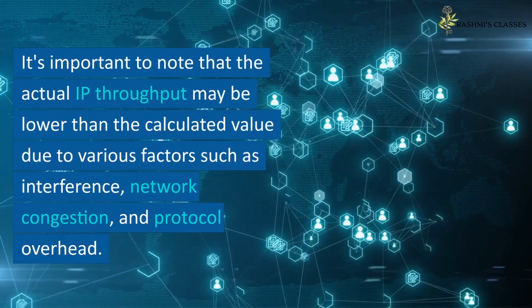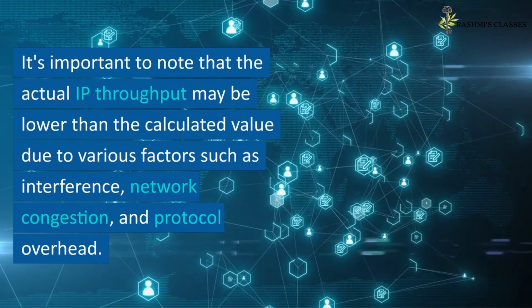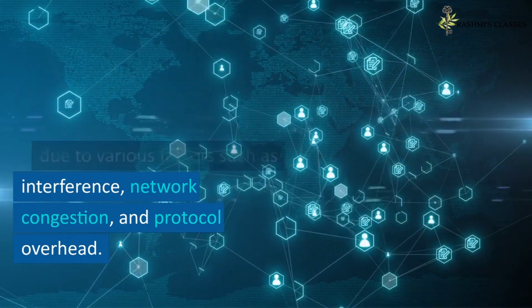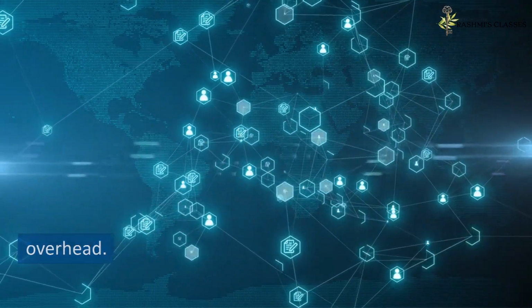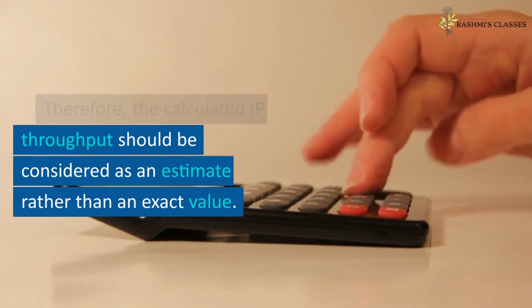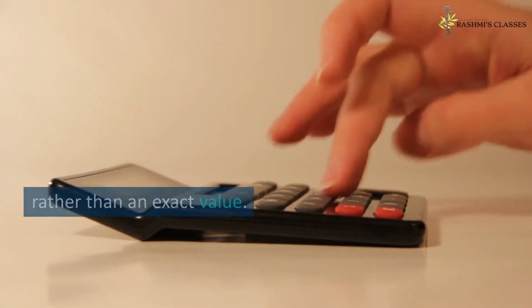It's important to note that the actual IP throughput may be lower than the calculated value due to various factors such as interference, network congestion, and protocol overhead. Therefore, the calculated IP throughput should be considered as an estimate rather than an exact value.